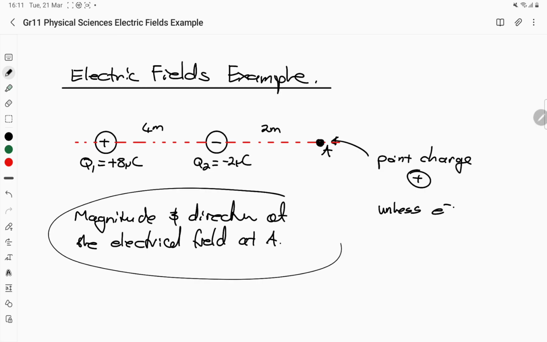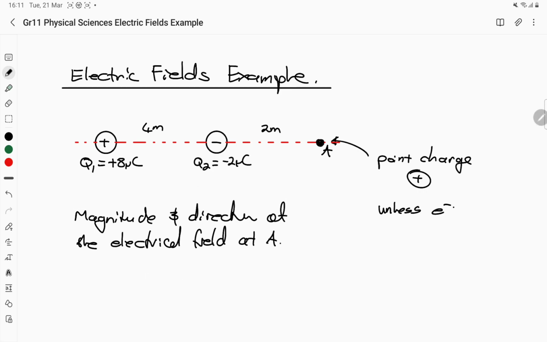So the question is, what is the magnitude and direction of the electric field at this point charge A? Now remember, if we just look at this charge Q2 here, the strength of the electric field around it decreases as you increase the distance from it. So use that, so that is how you logically explain it.